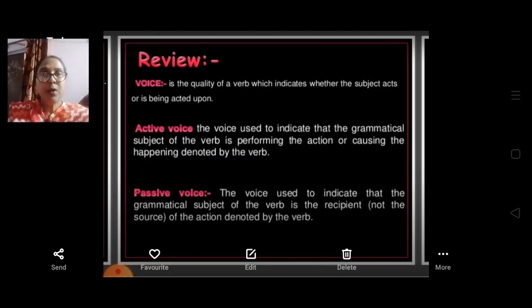From tomorrow onwards, we are going to learn how to change active to passive voice in present tense. That's all for today, and I hope you understood what passive voice is, what active voice is, and how to change the pronouns. From tomorrow onwards, we will study how to change the tenses, because this topic is very important, so we will discuss it in detail from tomorrow.